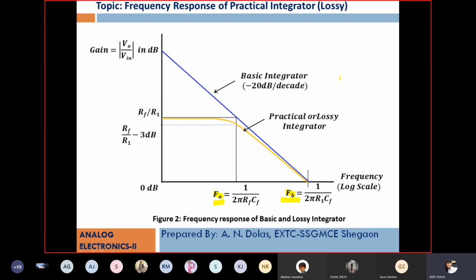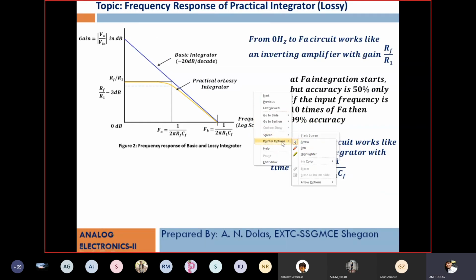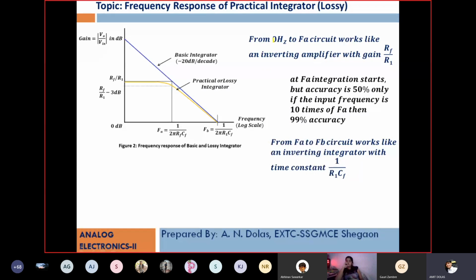And of course, for that, there is a certain set of rules. Only 3 rules are there. You have to remember the relation between FA and FB. So the frequency response of the practical integrator, I already mentioned this: from 0 Hertz to FA, an inverting amplifier with gain of RF by R1 will just work like an amplifier. FA is given by 1 upon twice pi RF C1. At frequency FA, integration starts.